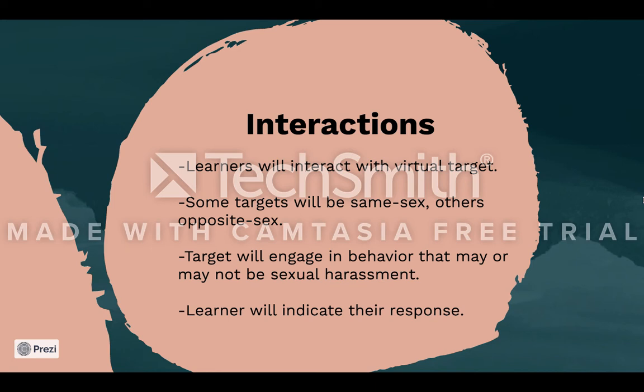In some of the situations, the targets will be same-sex, and in others they will be opposite sex. The target will engage in behavior that may or may not be sexual harassment, so the virtual individual will engage in behavior with the learner, and the learner will have to determine if that behavior is sexual harassment or if it is not sexual harassment, and then again, if it is sexual harassment, what they should do about it.